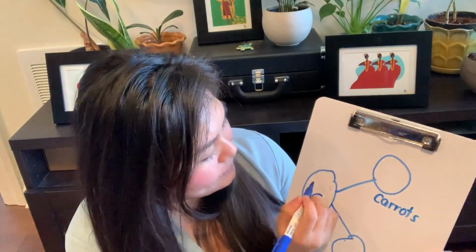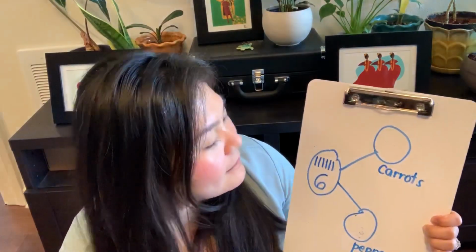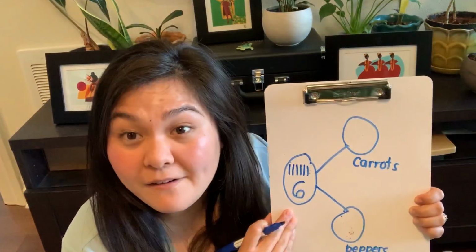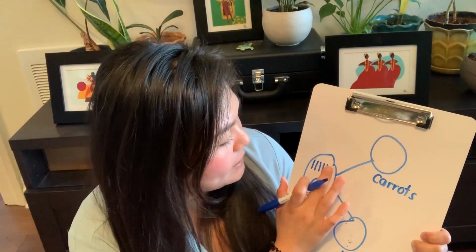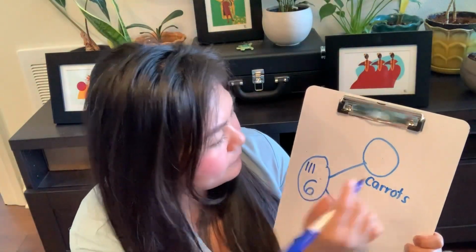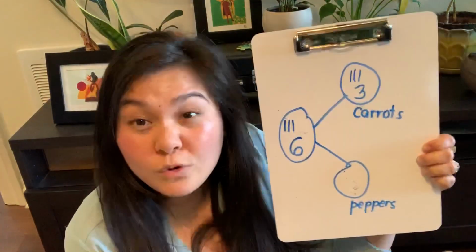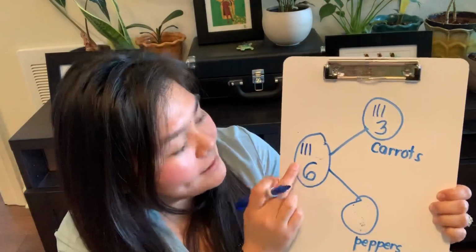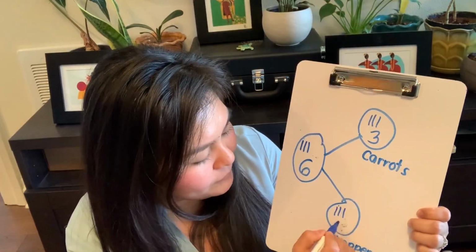So we started with 6. I'm going to draw my lines again. 1, 2, 3, 4, 5, 6. Let's say that of these 6 vegetables, Mr. O'Connor had 3 carrots. So I'm going to erase 3. 1, 2, 3. I'm going to put 3 here for 3 carrots, which would mean that the rest is peppers, and the rest is 1, 2, 3, 3 peppers.